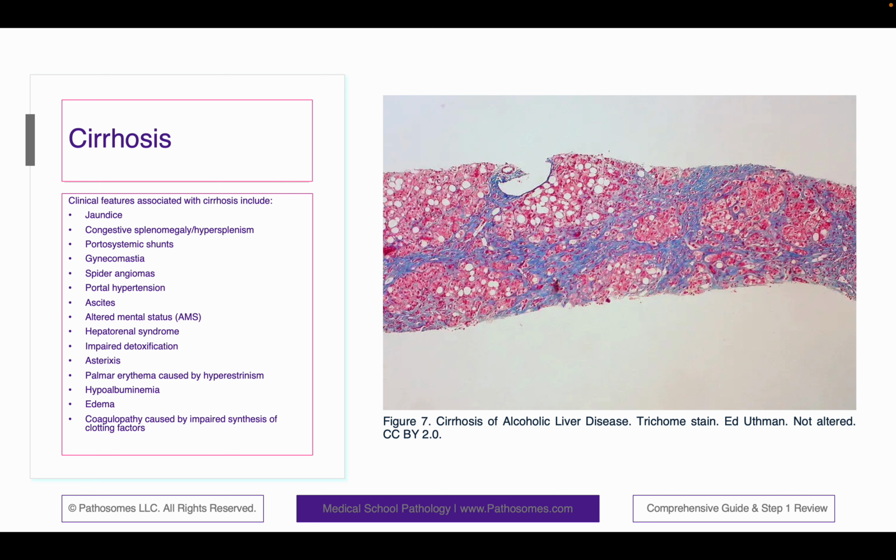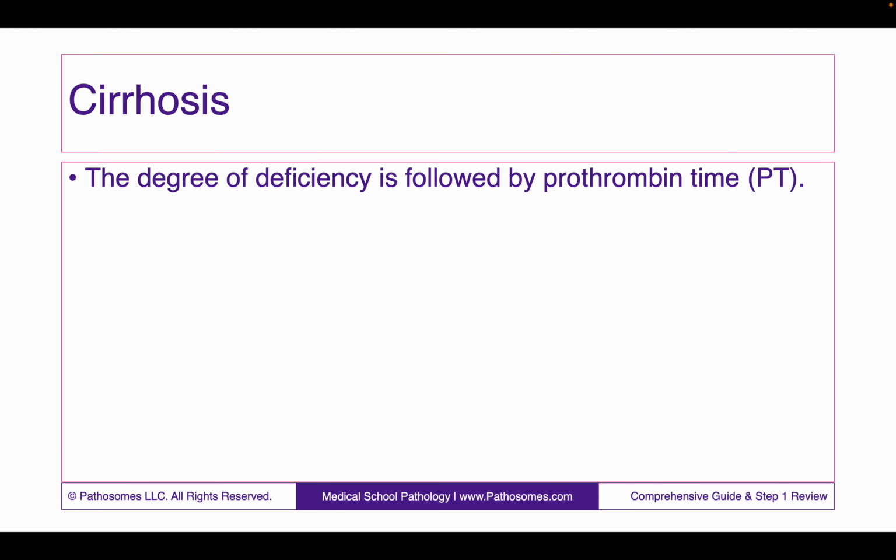Asterixis, right? You remember that physical exam finding, classic for cirrhosis. Palmar erythema, caused by the hyperestrogenism. Hypoalbuminemia, right? Edema, and coagulopathy, caused by the impaired synthesis of clotting factors. See, the liver is going to affect multiple different systems, right? So there's ways to pick up on this. Now, the degree of deficiency of the liver is followed by the prothrombin time, or the PT.